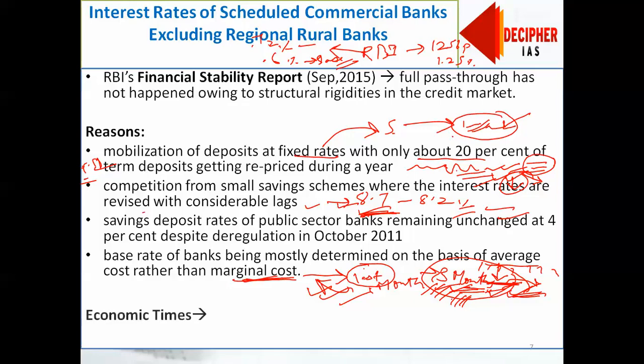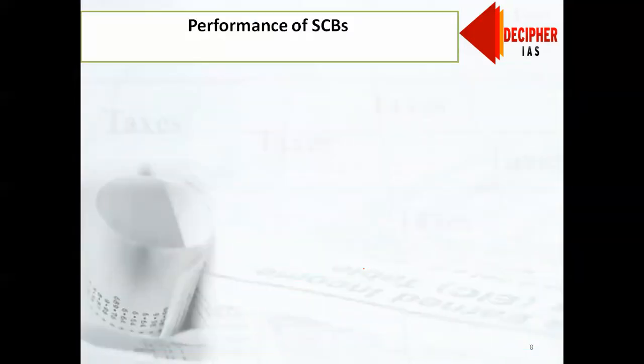Now if you want to read more about this marginal cost, a very good article had come in the Economic Times a few months back. You can see the heading of the article is "Will RBI's new base rate guidelines help borrowers?" You can find out more information in this article. So let's move ahead. Coming to the performance of scheduled commercial banks.